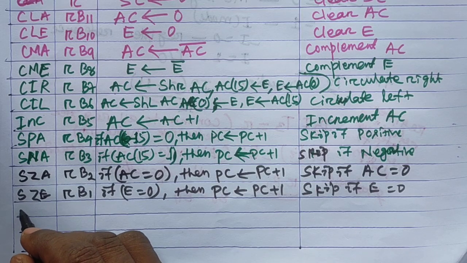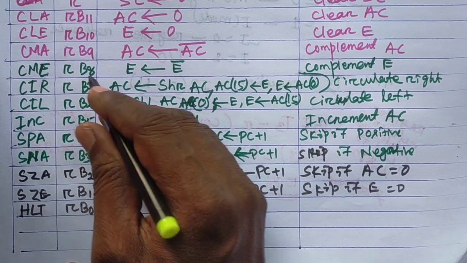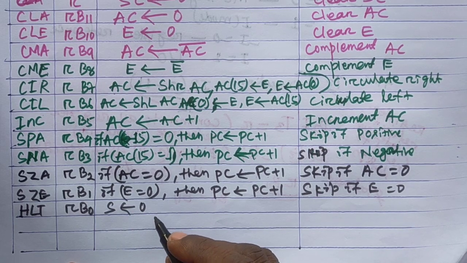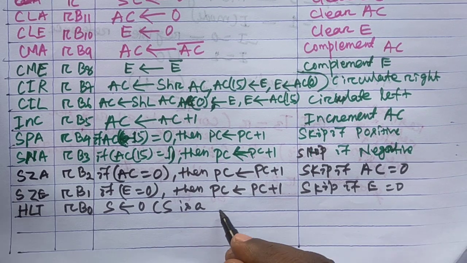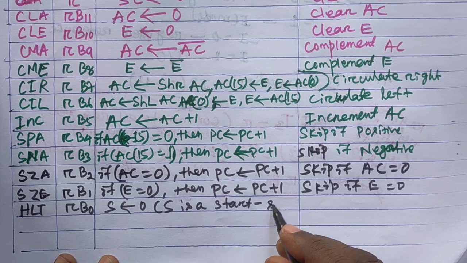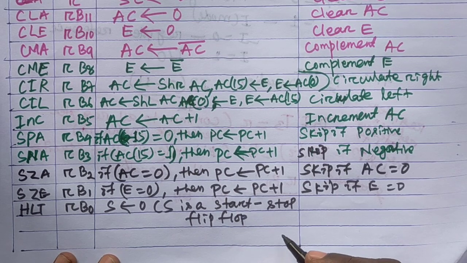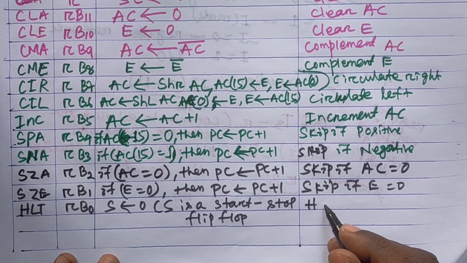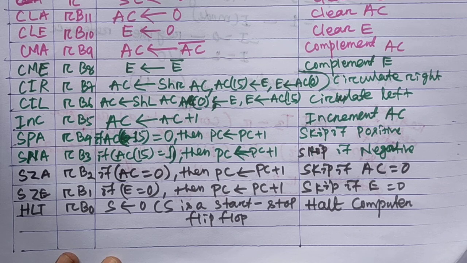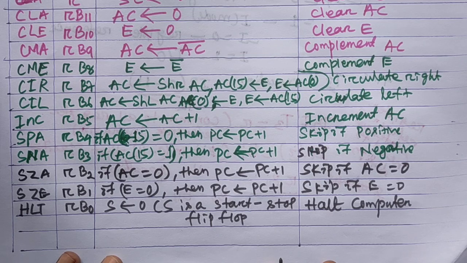Another one is very simple, halt. Halt is RB0. This statement will halt if S is 0, where S is the start-stop flip-flop. That halts the computer. If HLT is identified through the symbol or the RB0 statement, then the computer will halt, and there is no proceeding with any kind of work.